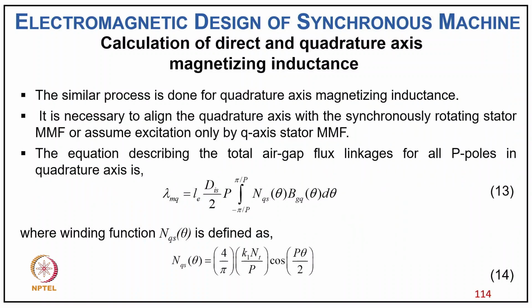A similar process is done for the quadrature magnetizing inductance. So it is necessary to align the quadrature axis with the synchronously rotating stator MMF, or assume the excitation only by the q axis MMF.